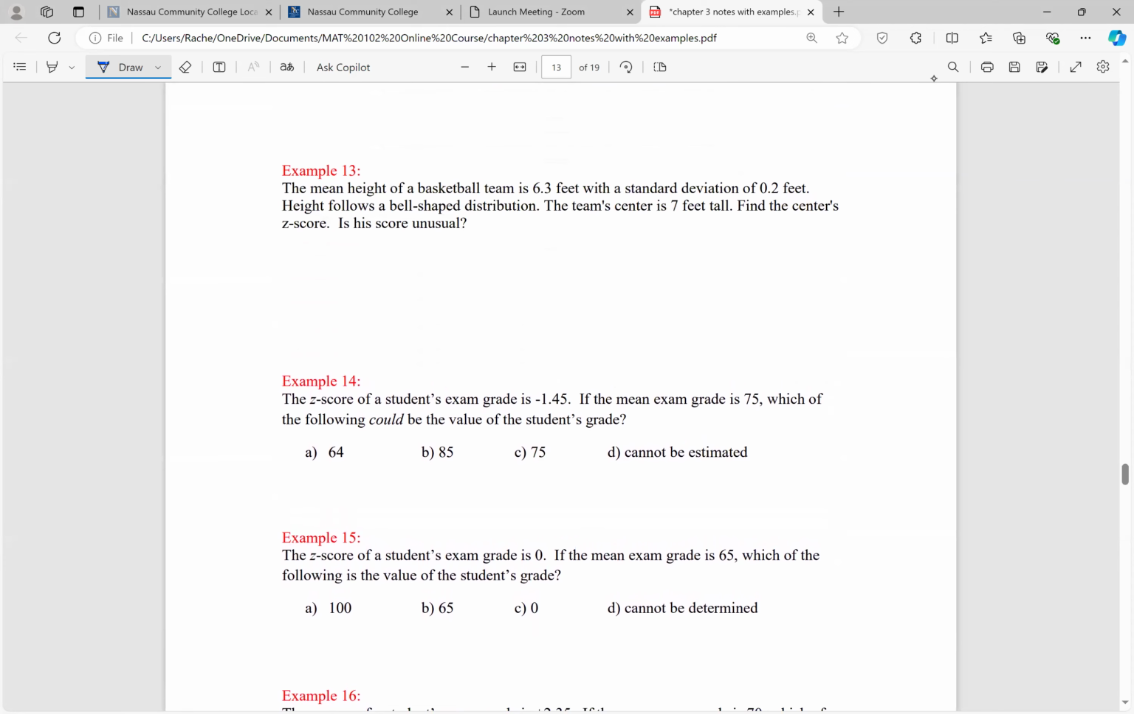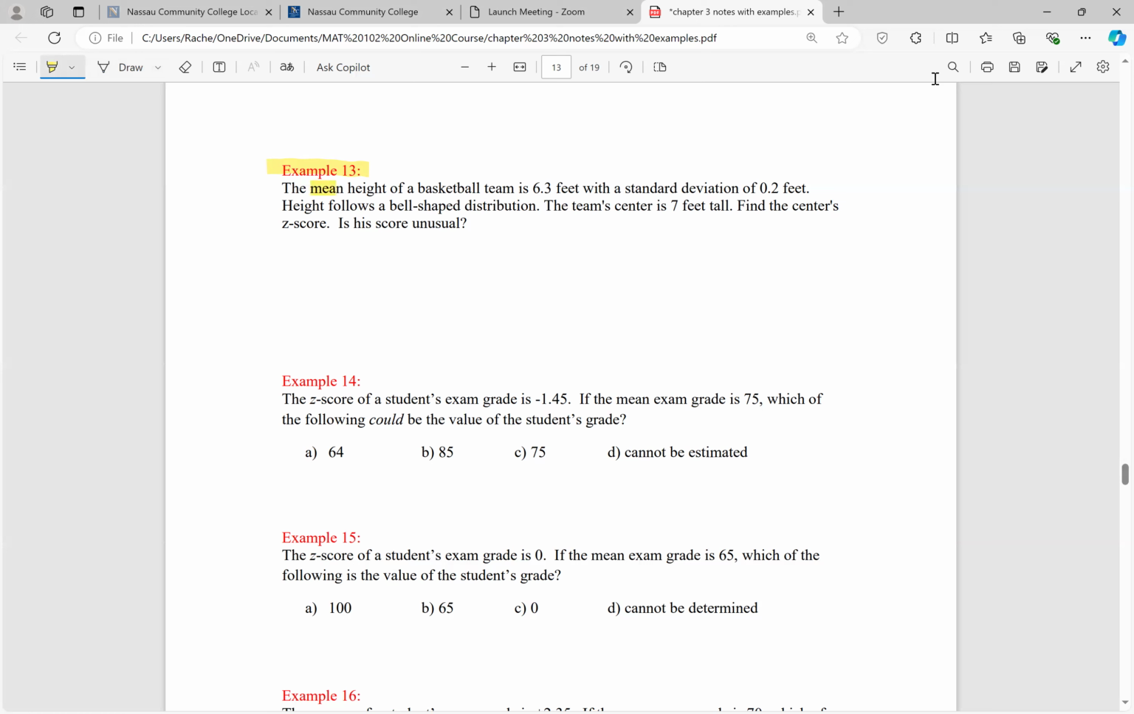So let's look at number 13. Example 13 says the mean height of a basketball team is 6.3 feet with a standard deviation of 0.2 feet. Height follows a bell-shaped distribution. The team center is 7 feet tall. Find the center's z-score. Is his score unusual? So you're being asked to find a z-score for this center who's 7 feet tall. But before we do that, let's just extract the important pieces of information in the problem.